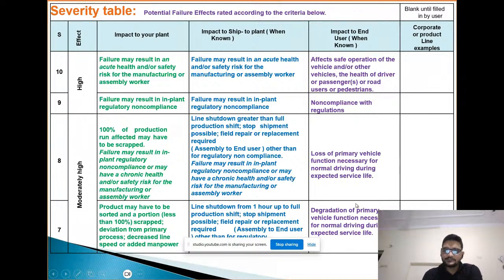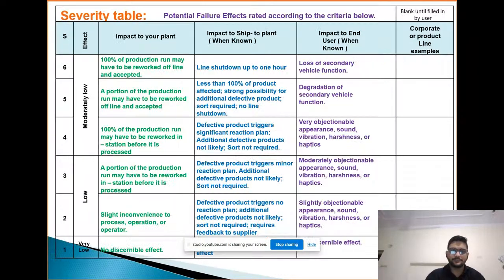Now, related to end user: degradation of primary vehicle function necessary for normal driving or during expected service. Next is the rating related to 6, impact to your plant, that is 100% of production run may have to be reworked offline and accepted. Offline rework 100% and accepted, that is rating 6.